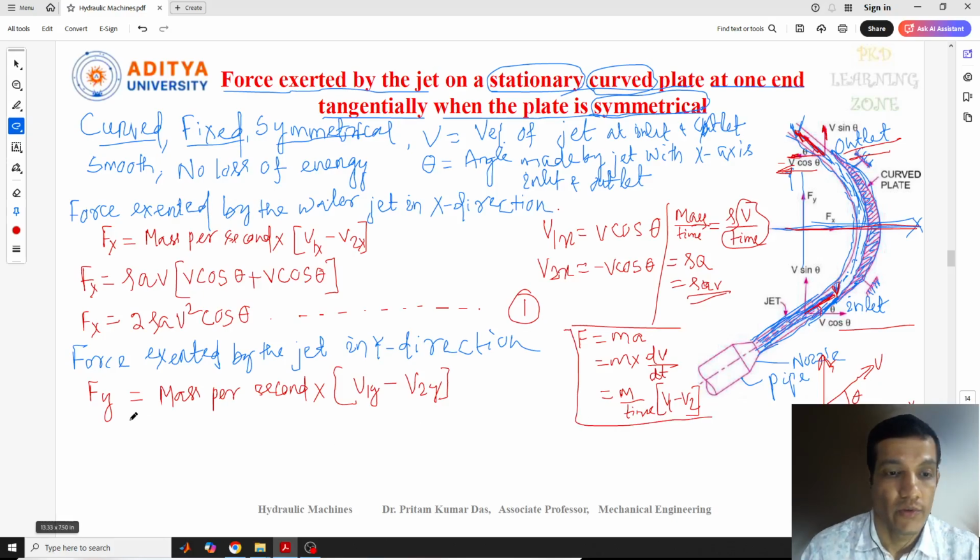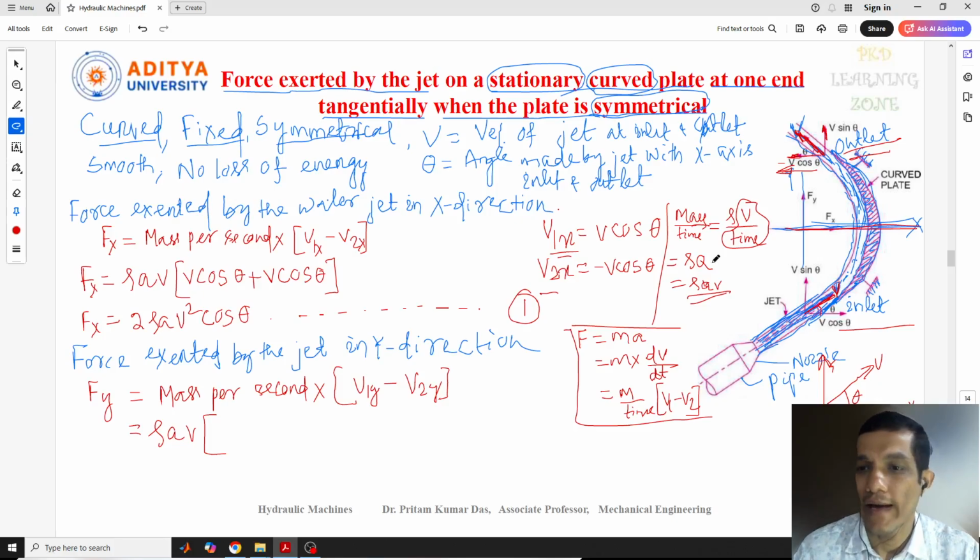Okay, so this mass flow time also I can write, this is rho a v. Here multiply v1y minus v2y, we need to identify. So similarly, how we have taken v1x and v2x, similarly we can find out the v1y and v2y. So v1y is the initial velocity in y direction. Here you can see initial velocity at the y direction. Initial velocity normally we need to consider the inlet condition. So the velocity along with the y direction, though the velocity makes an angle of theta at the inlet condition, so we need to resolve this one as x direction, y direction.